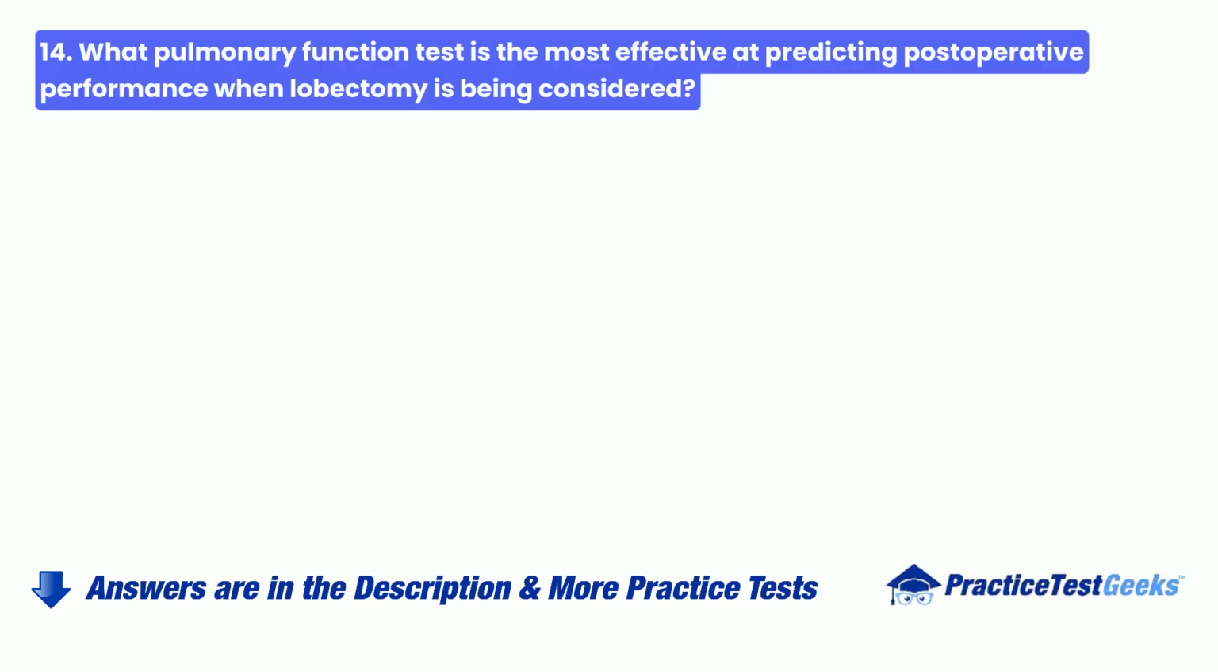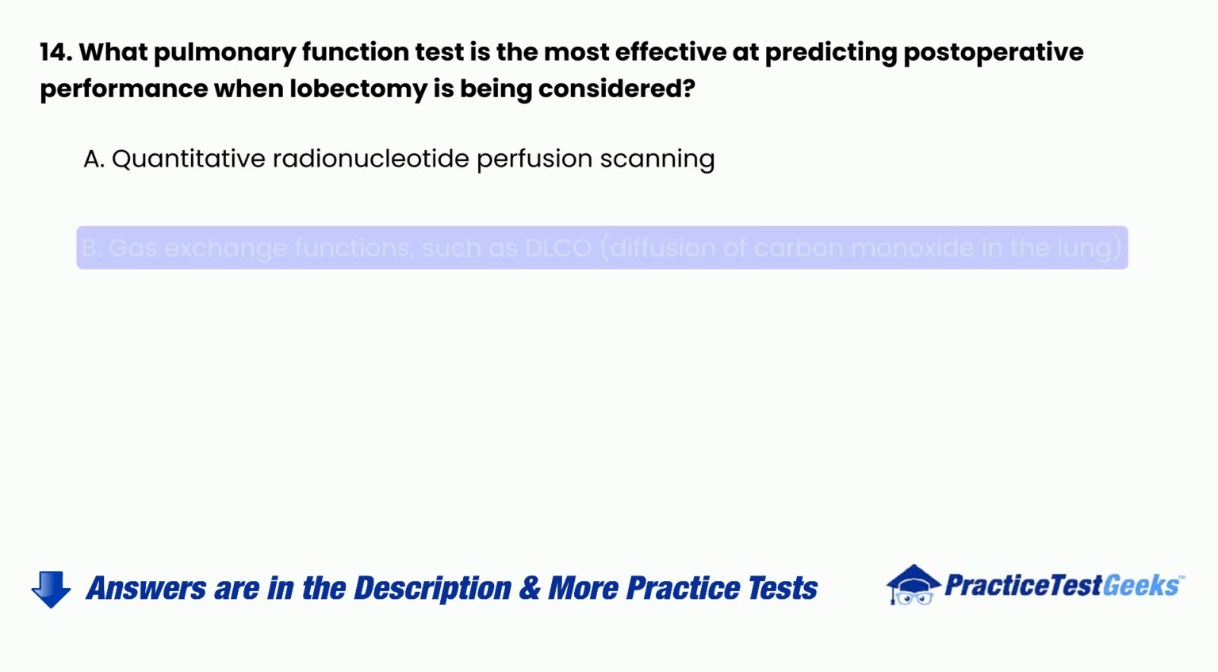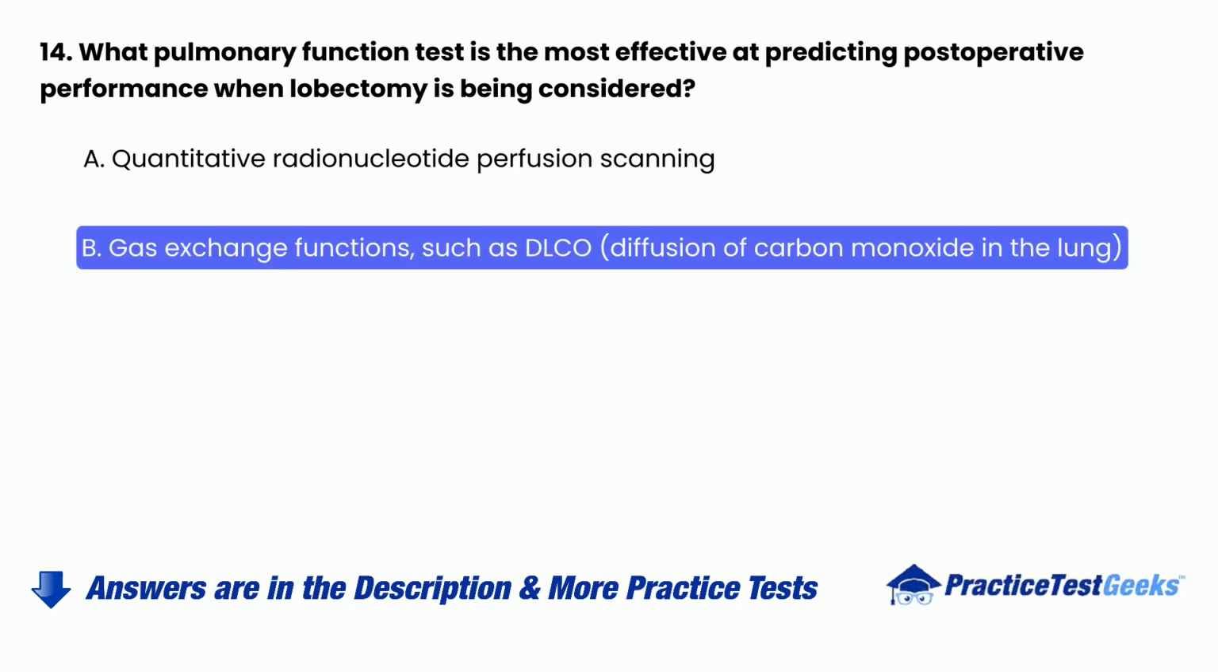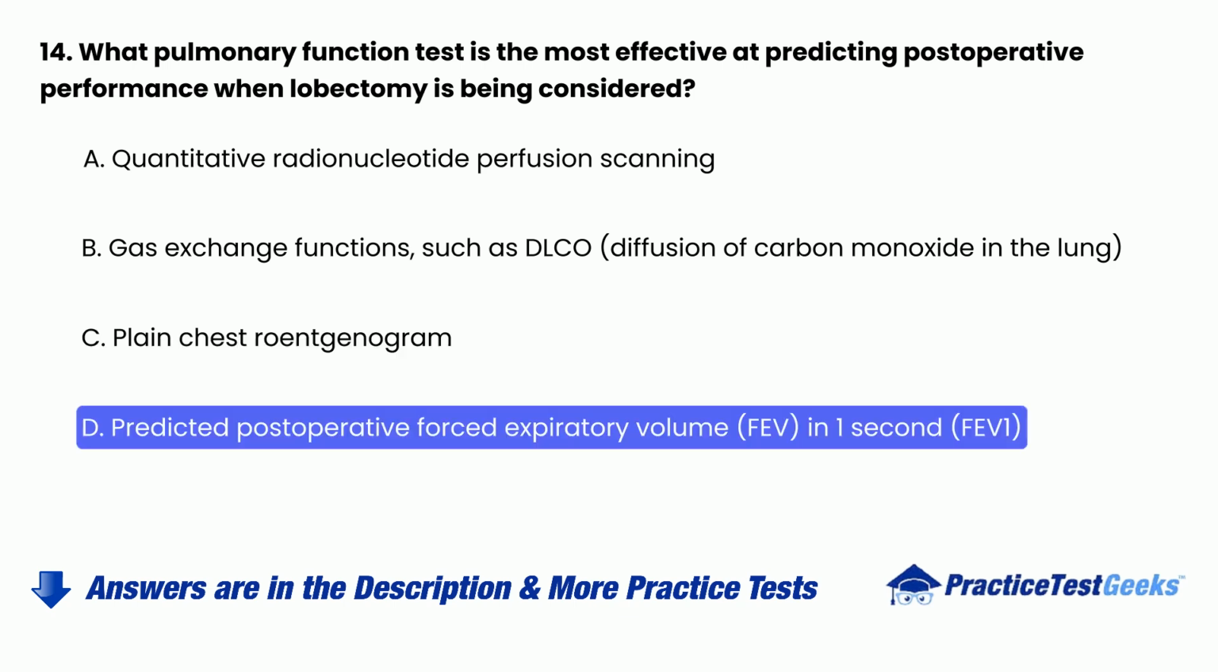What pulmonary function test is the most effective at predicting postoperative performance when lobectomy is being considered? A. Quantitative radionuclide perfusion scanning. B. Gas exchange functions, such as DLCO, diffusion of carbon monoxide in the lung. C. Plain chest roentgenogram. D. Predicted postoperative forced expiratory volume, FEV, in 1 second, FEV1.